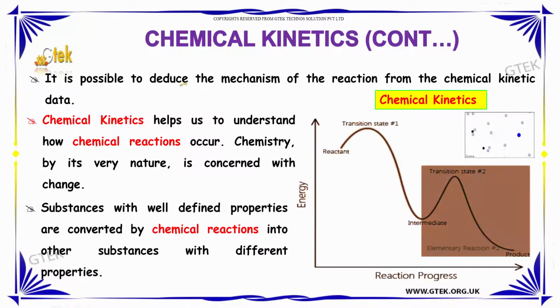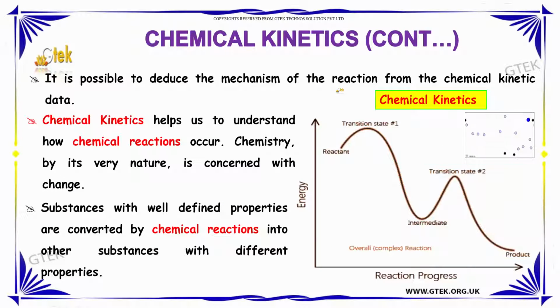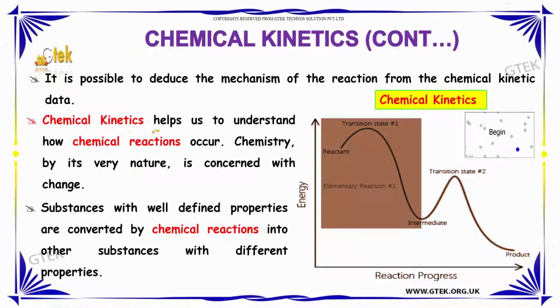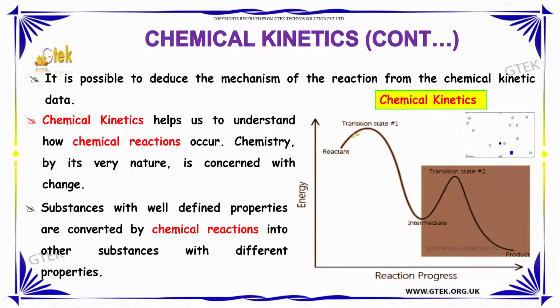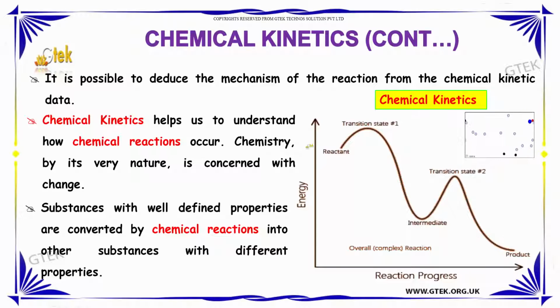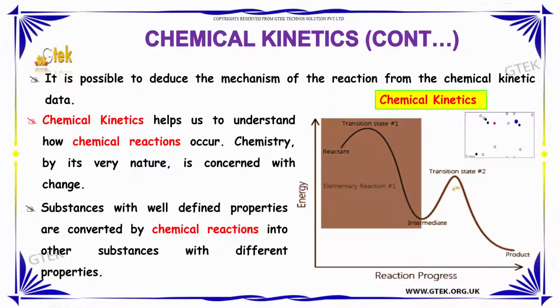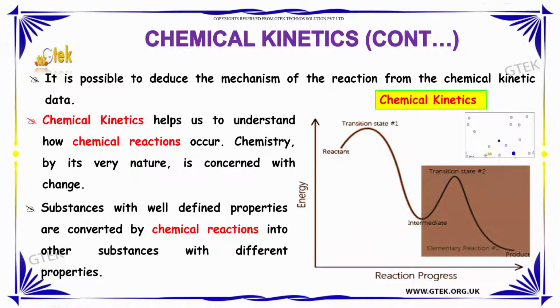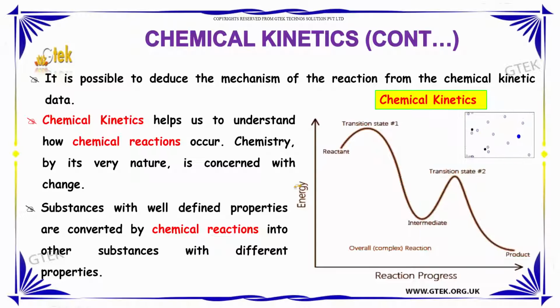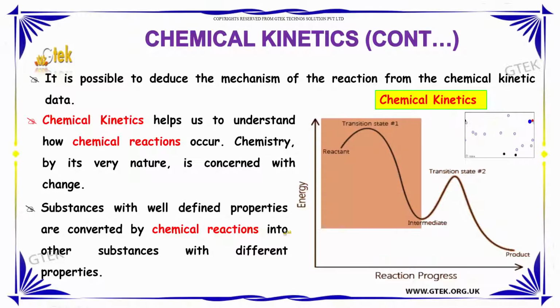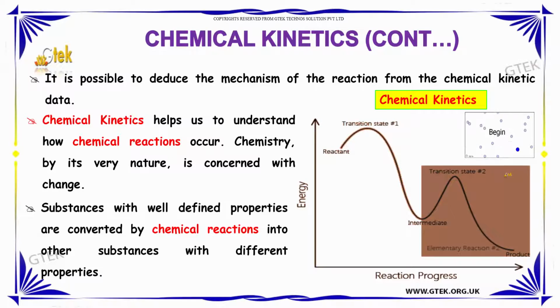It is possible to deduce the mechanism of the reaction from chemical kinetic data. Chemical kinetics helps us to understand how chemical reactions occur. Chemistry by its very nature is concerned with many changes. Substances with well-defined properties are converted by chemical reactions into other substances with different properties.